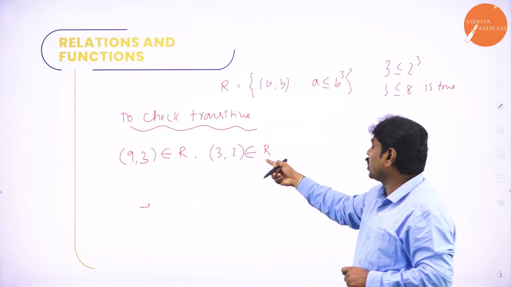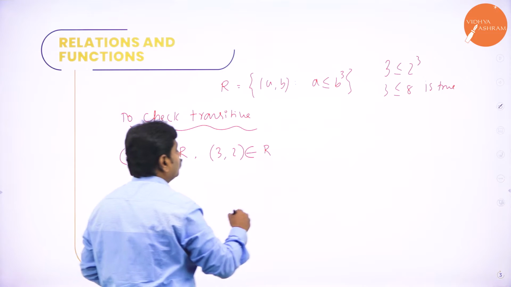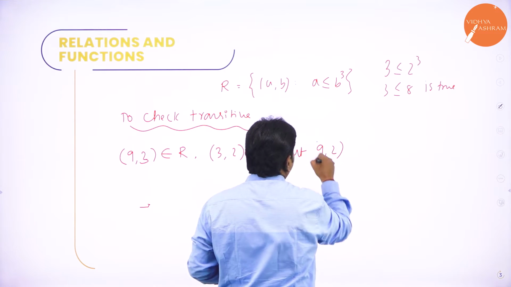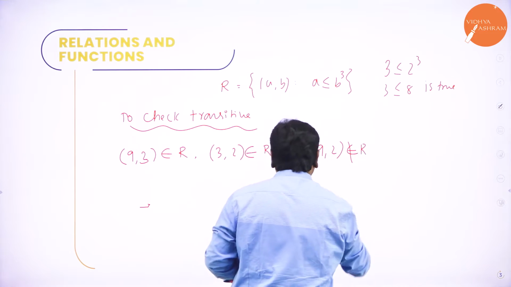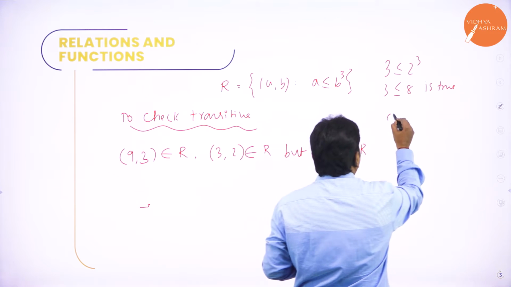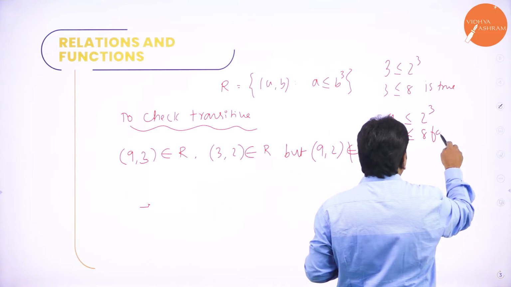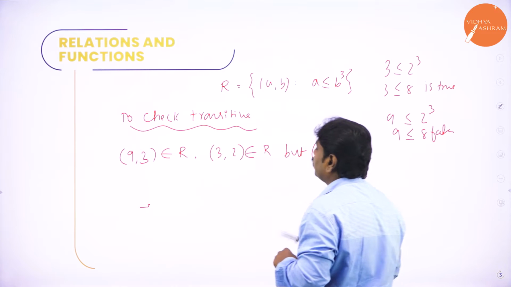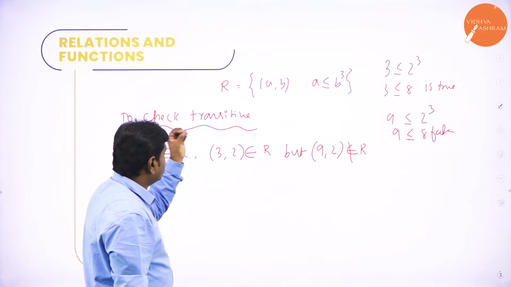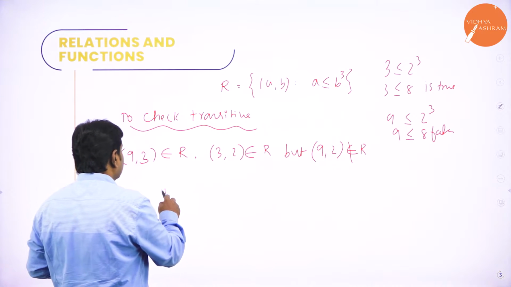So therefore (3, 2) belongs to R. Now first and last. First and last means 9 and 2. But (9, 2) does not belong to R. Very important. (9, 2) does not belong to R. Why? Because 9 is not less than or equal to 2 cube. 9 less than or equal to 8, is it true? This is false. So therefore (9, 2) does not belong to R. So now we verified whether it is transitive or not. So it is not transitive. Therefore the given relation R is not transitive.